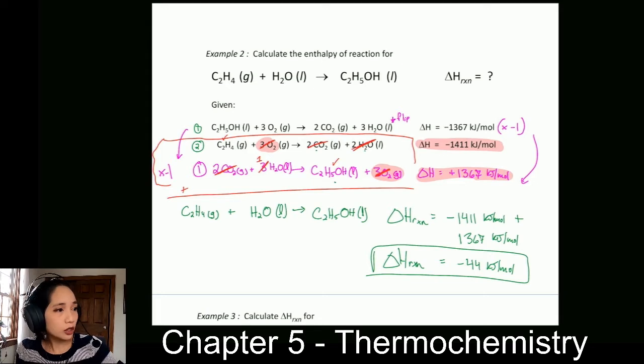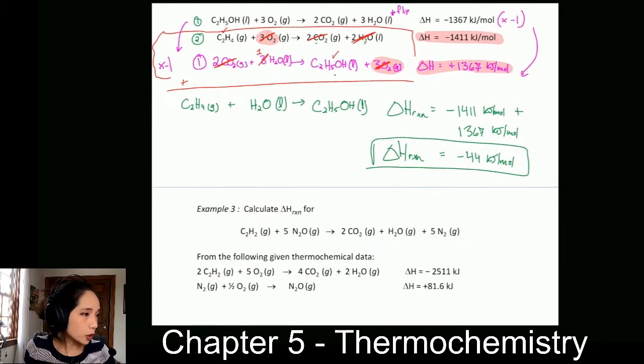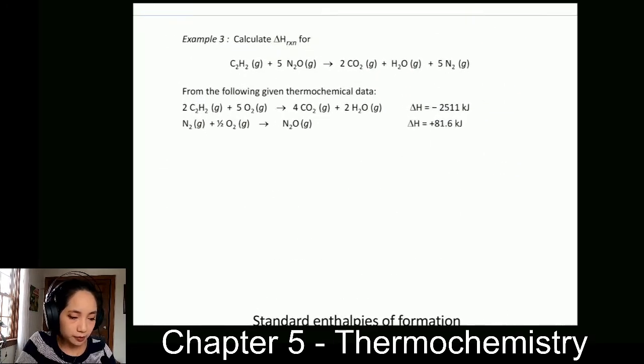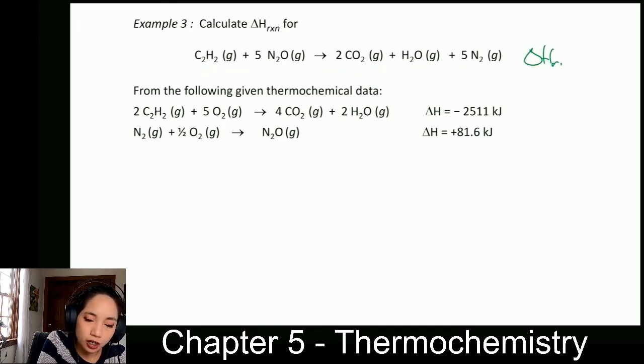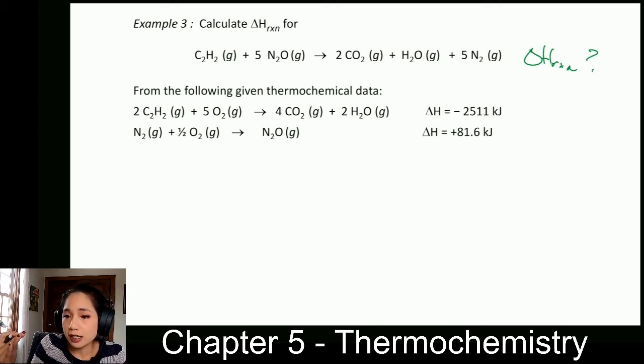All right, so let's do one more example here. Yes. So let's do a little tougher one. This one has more components, but it's still exactly the same. This is our target chemical reaction, and we want to calculate the delta H for this with these two given steps. So again, it's the same strategy. Let's just make sure all the different components are on the correct side.